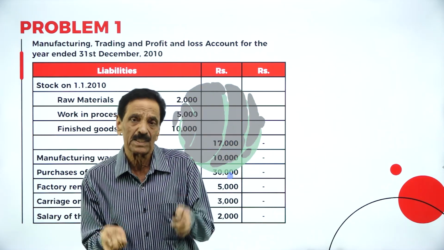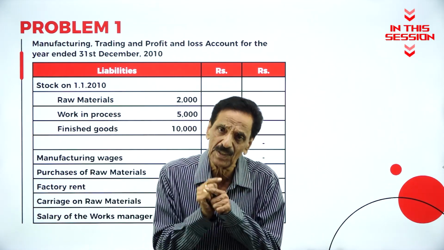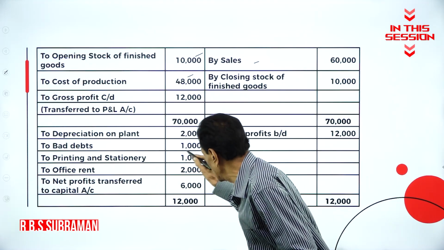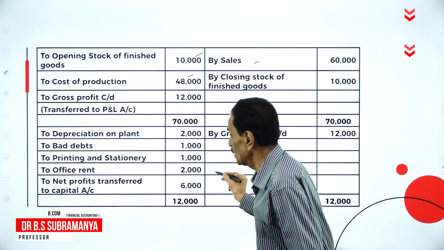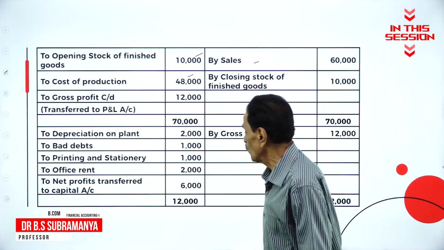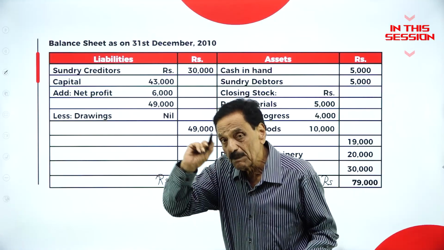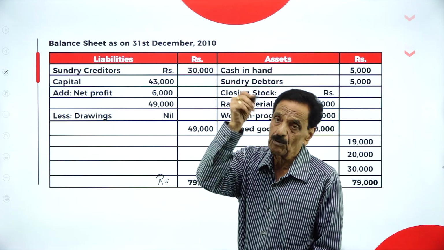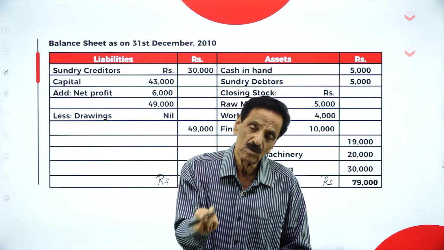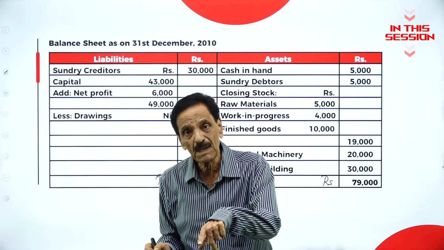In the final account, a subsection is called manufacturing account. Bad debt is a loss, printing and stationery, office rent, whatever the difference comes, that is the net profit. If the depreciation came from the adjustment, it will come in the manufacturing account or P&L account, then deduct from the asset.